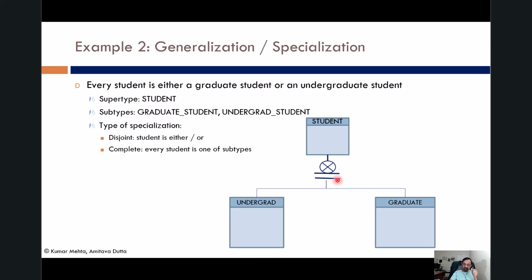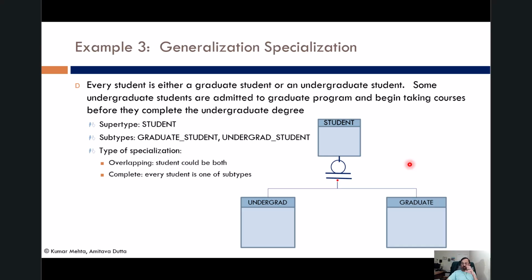Now let's change things around a little bit. Here we have a slightly different situation. Every student is either a graduate student or an undergraduate student. However, some undergraduate students are admitted to a graduate program and begin taking courses before they complete the undergraduate degree. Again, this is something that a particular university is allowing to happen. There's nothing magical, there's nothing sacred about it. It's just the way a particular university operates. That's what the narrative is telling us.